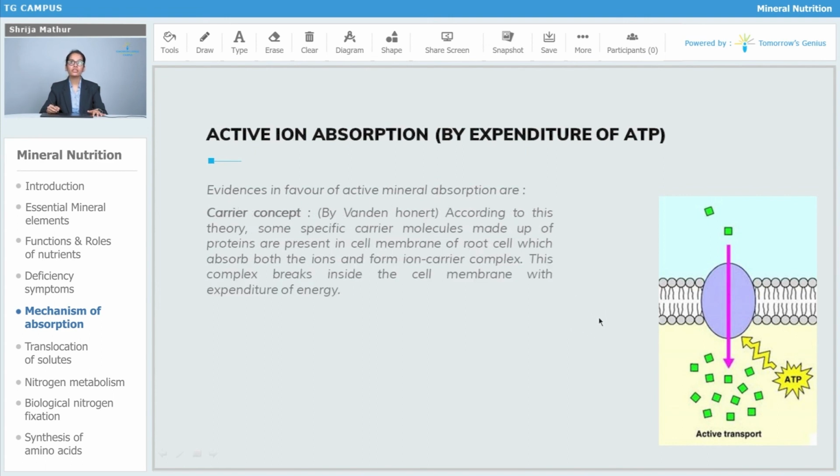Next was the carrier concept. It was by Van den Honert. According to this theory, some specific carrier molecules made up of proteins are present in the cell membrane of the root cell, which absorb ions and form an ion carrier complex. This complex breaks inside the cell membrane with the expenditure of energy. So here they are telling that there are certain protein molecules which act as carriers, and the ions attach to them, forming an ion carrier complex, and then they are transferred through the cell membrane.